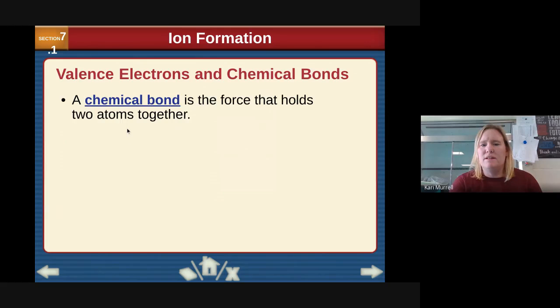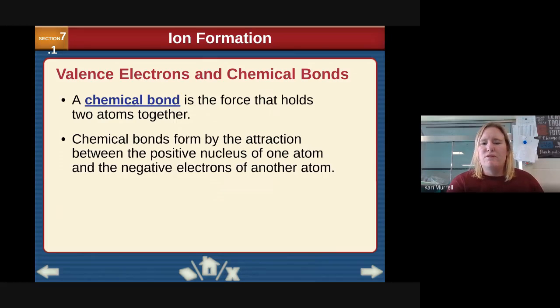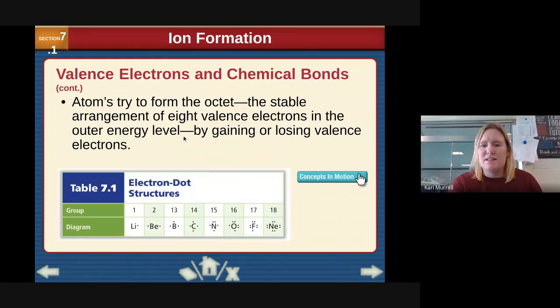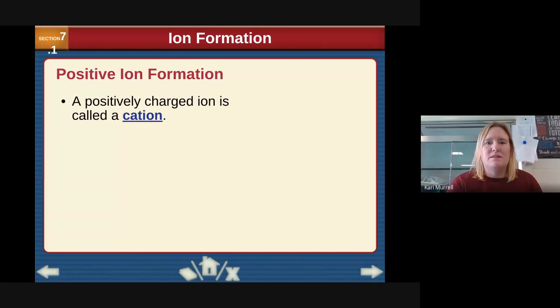So a chemical bond is the force that holds 2 atoms together. So when we have 2 atoms stuck together, this is called a chemical bond. They form an attraction between the positive nucleus of one atom and the negative electrons of another. And so that's what pulls them together. Atoms try to form that octet. So that was one of our review vocabularies. This is a stable arrangement of 8 valence electrons in order to have full shells of electrons. So that right there is kind of the main concept in all of chemistry. Whenever we're talking about chemistry and we're talking about bonding, we're talking about that full valence shell.